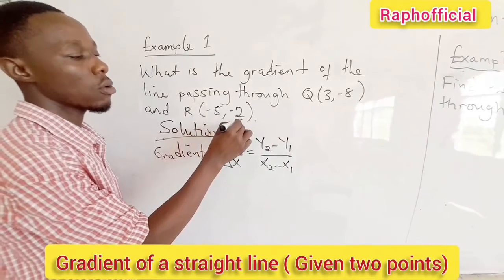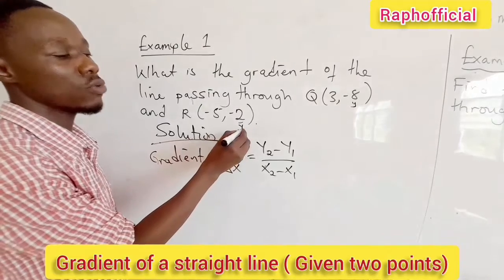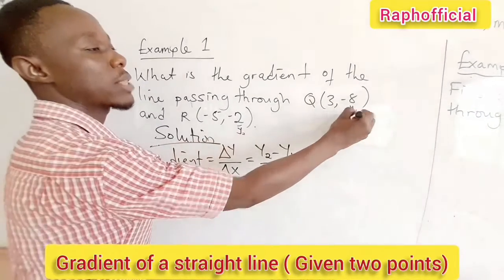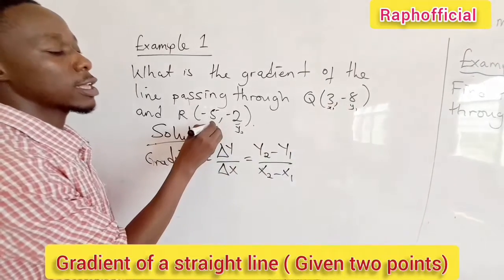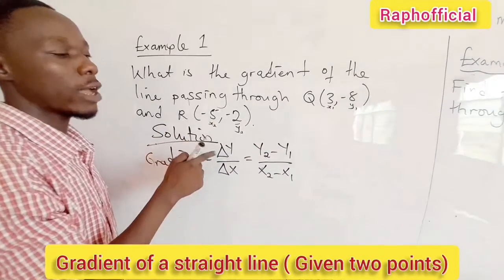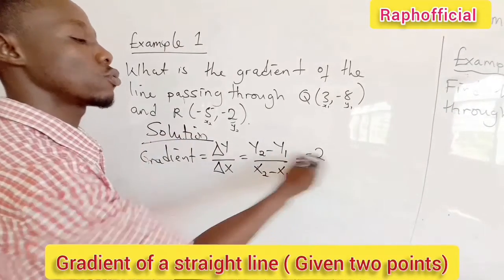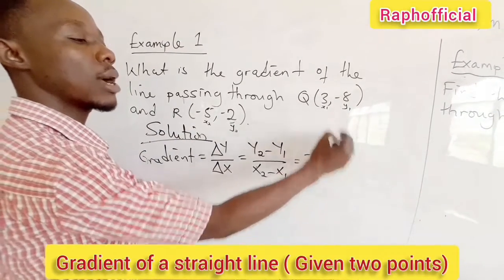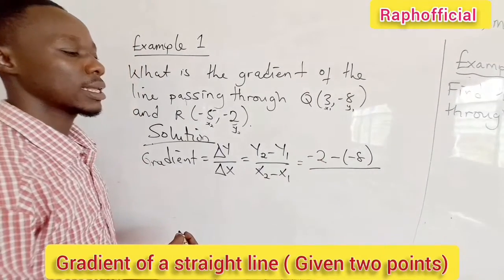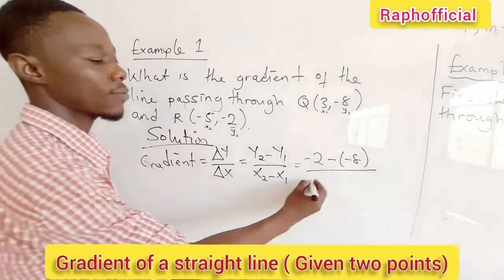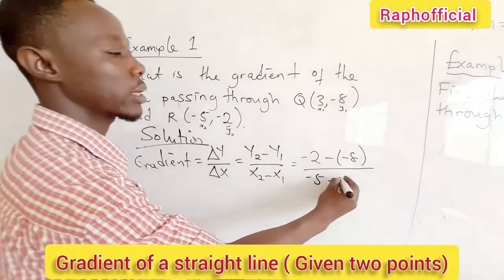We have these 2 points. This one is your y, and another y. We can decide to make this one y2, here becomes y1. And here x1, here becomes x2. So for the y2, we are saying that it should go at -2. So we have -2, then minus our y1, divided by our x2, which is -5. So -5 minus our x1, which is 3.